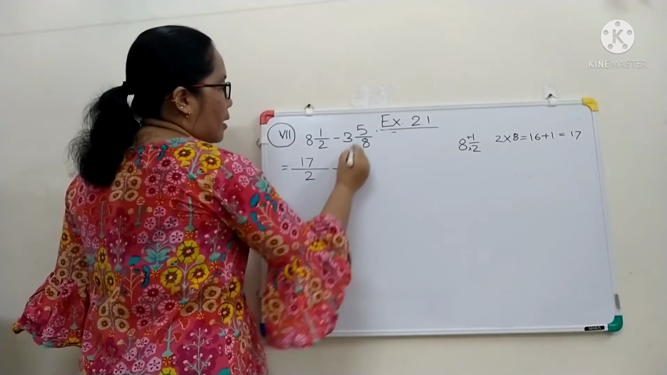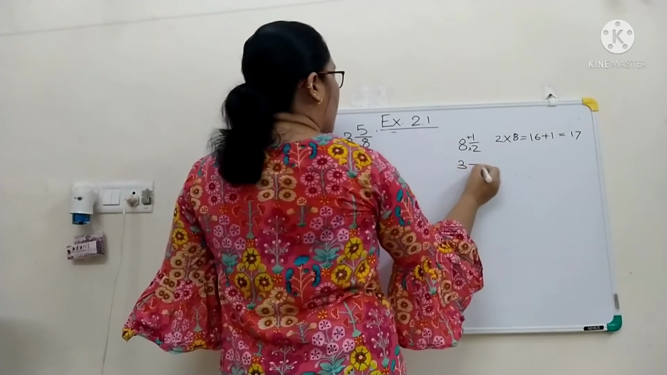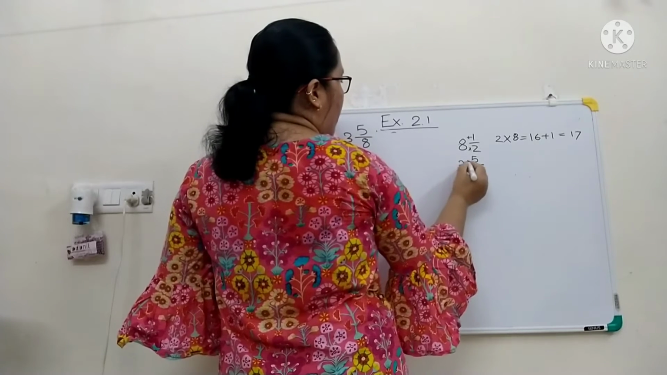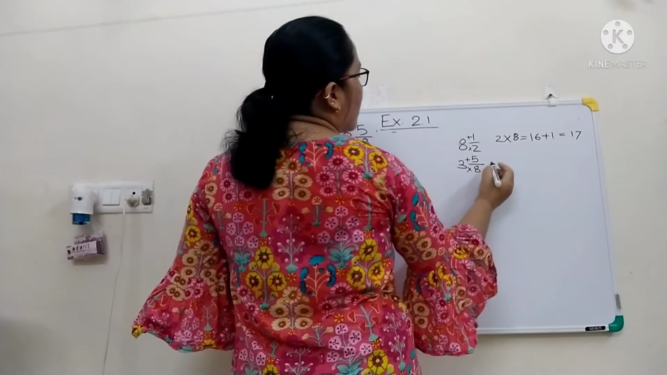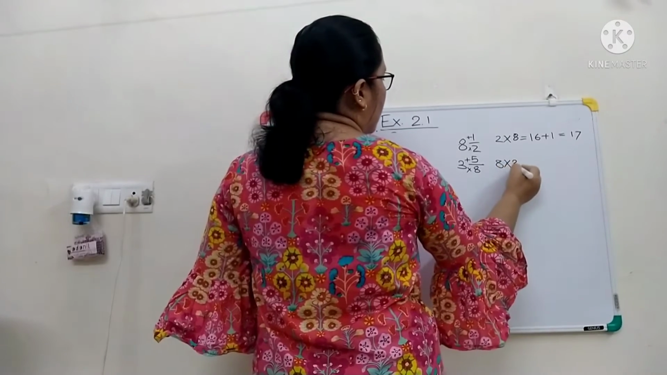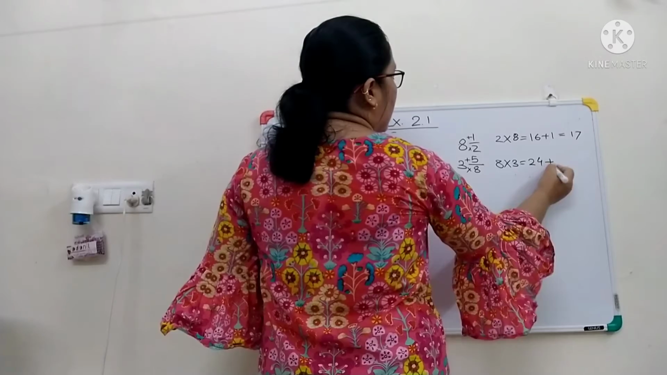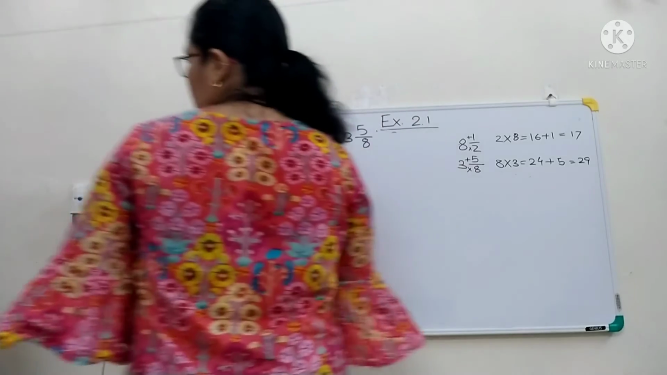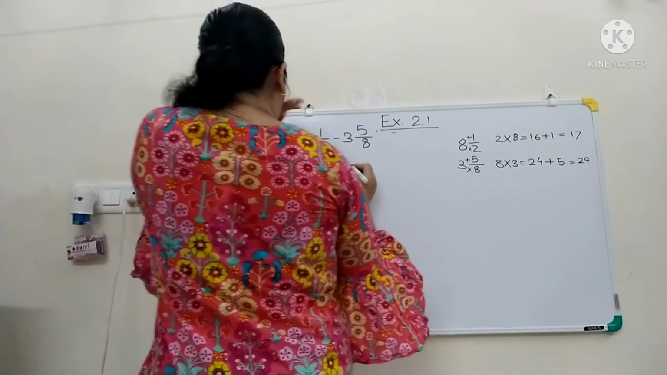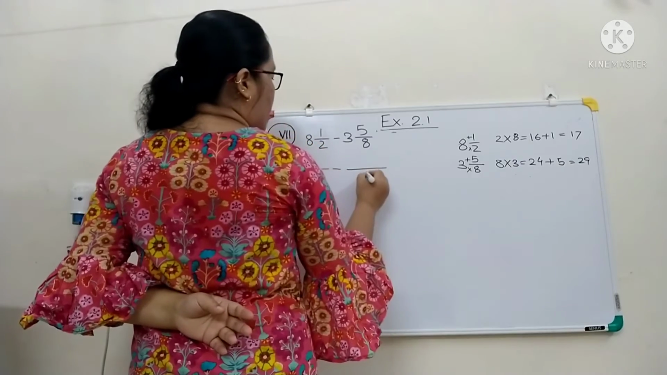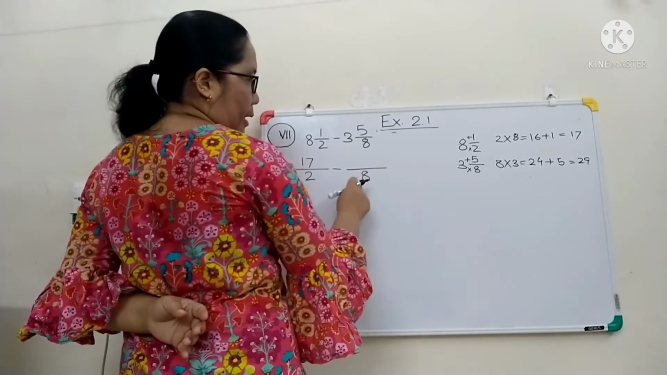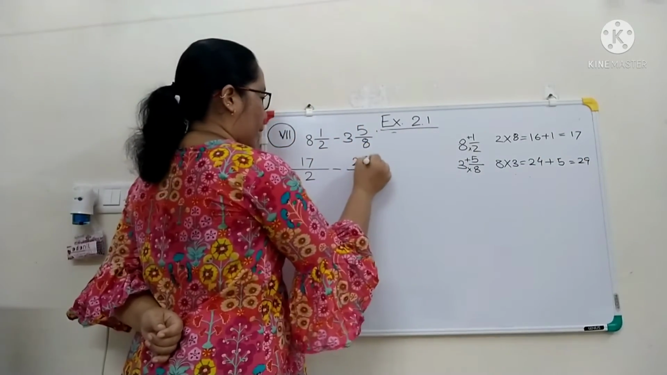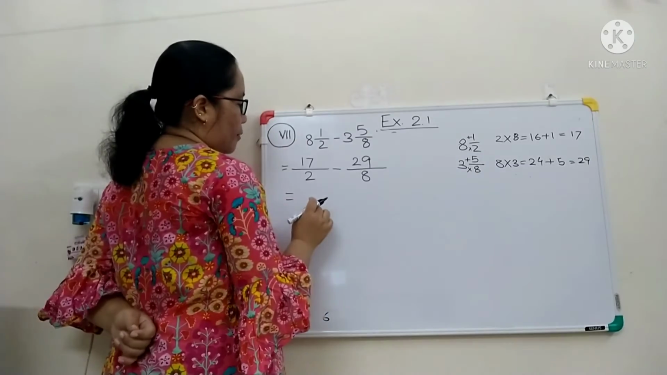Now again minus, then the same method we will apply for this mixed fraction. So the denominator multiplied by the whole number, then the result will be added to the numerator. So 8 multiplied by 3 is equal to 24, plus the numerator, it is 5, is equal to 29. So here the denominator will remain the same, that is 8, and at the numerator we will write this value, that is 29. And now we have to do the further steps.